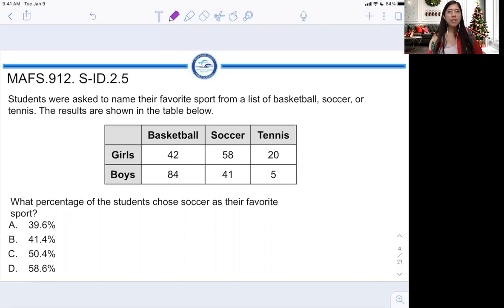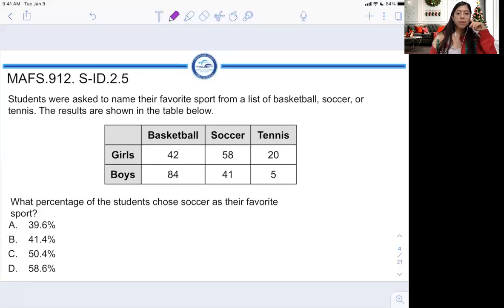So yesterday we did dot plots and histograms. We've remembered mean, median, mode, all of those things. Today we're gonna finish statistics with the last two types of graphs. We're gonna be doing frequency tables as well as scatter plots. All right, so here we go.